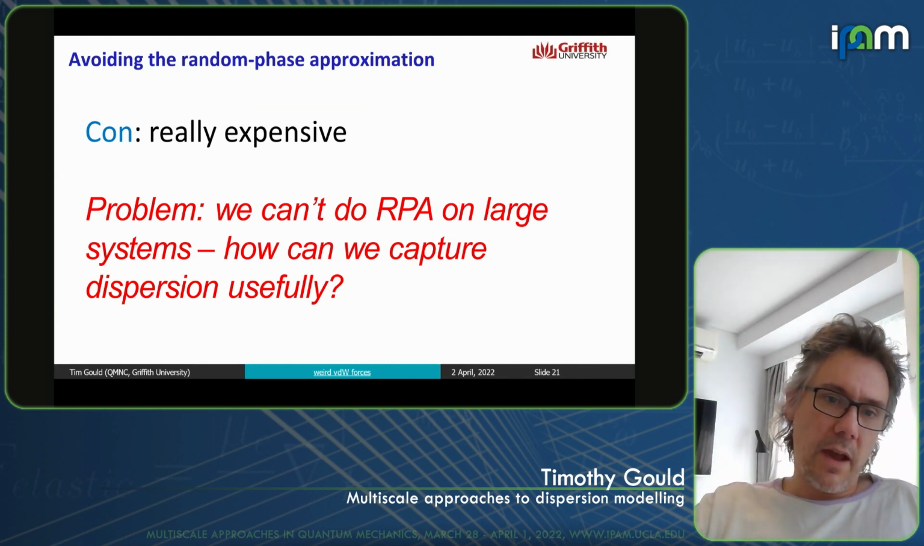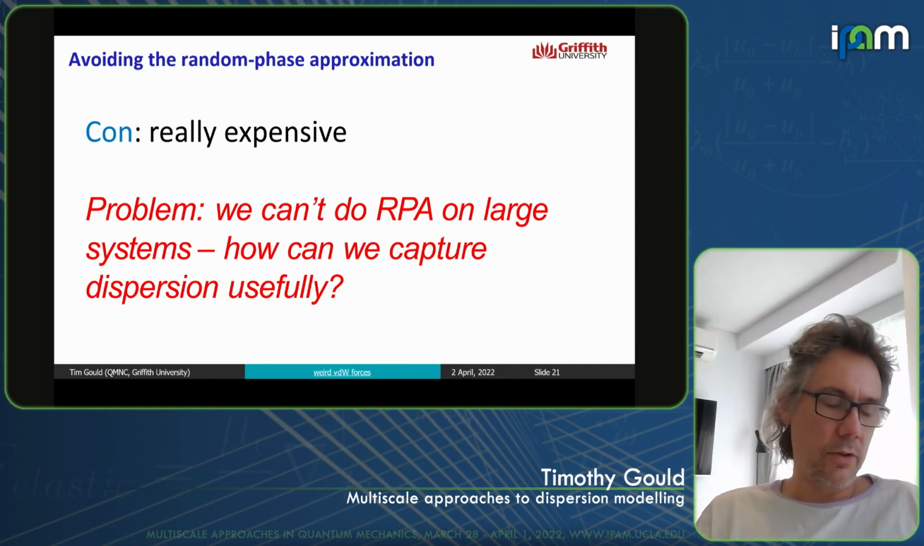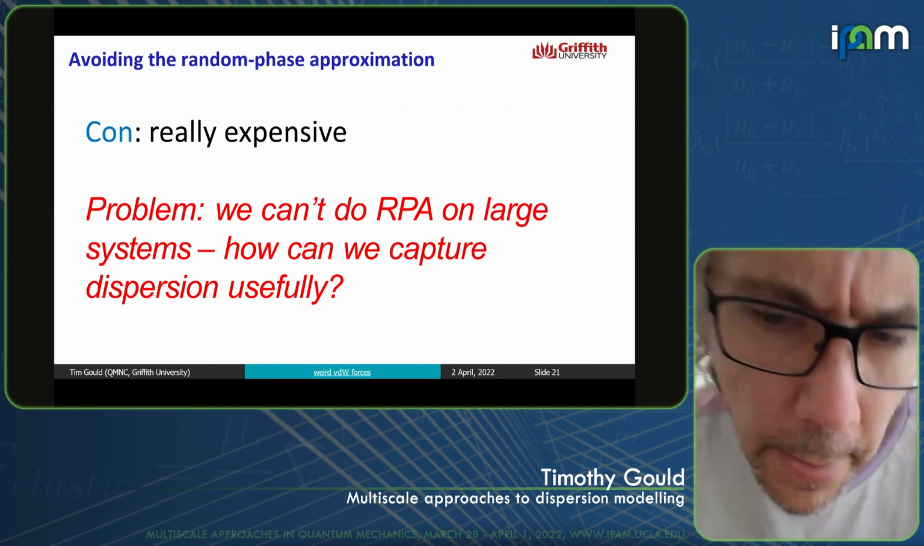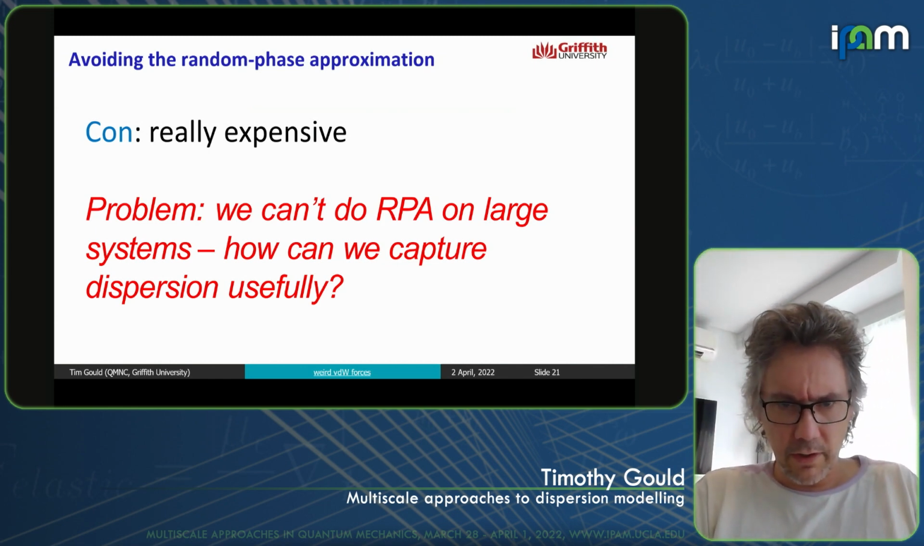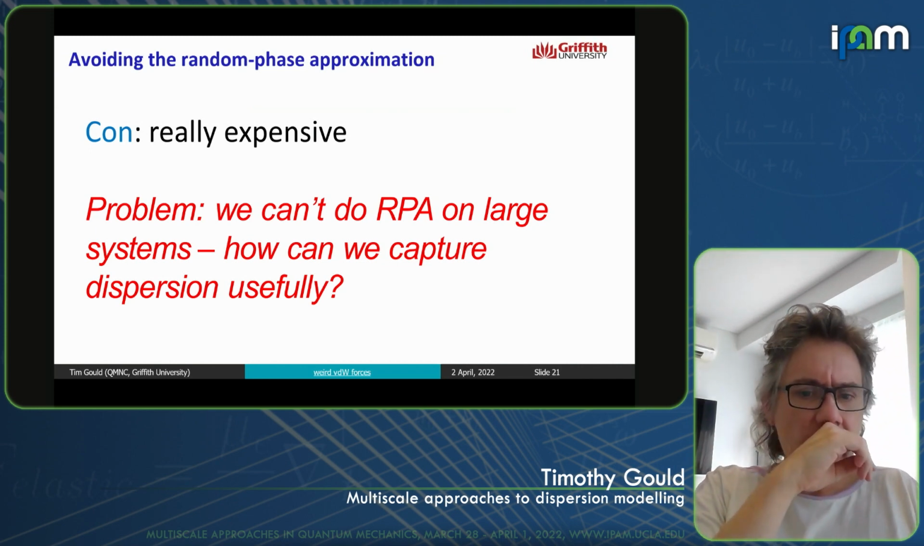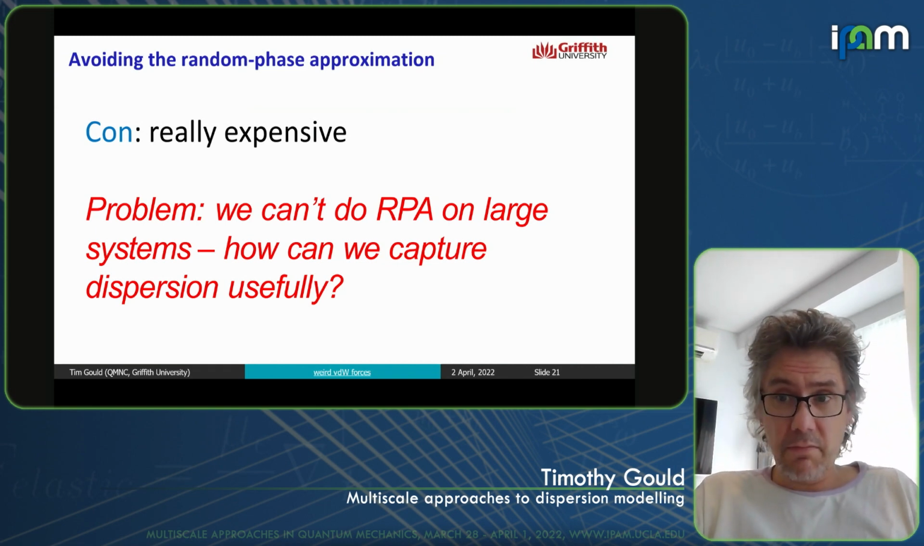And of course, as I've said, we can't do random phase approximation on large systems. What random phase approximation can hopefully mostly do, except where it couldn't before, is give you insights into whether or not you're actually right with your lower cost. So we do want to capture dispersion usefully, and of course, the many-body dispersion model does a fantastic job of it. So does Grimme D3 actually in the right situations.